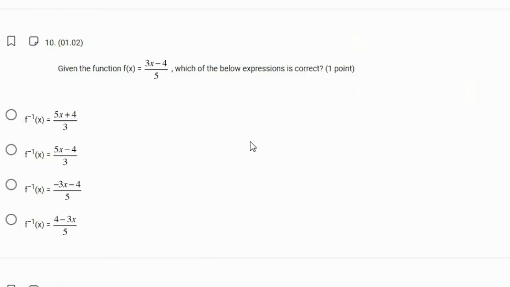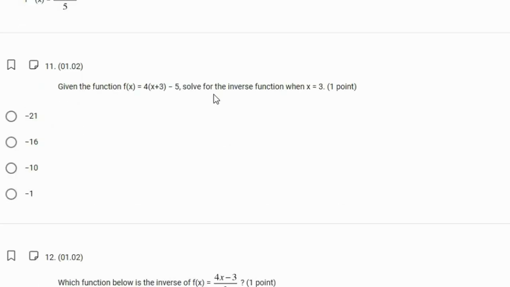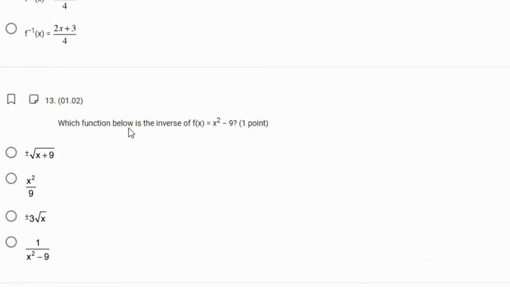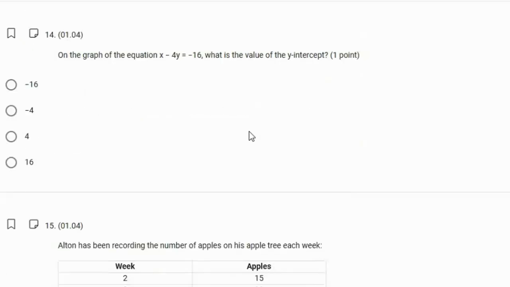Given the function, which below is correct? So this is, remember, f of -1 of x means this is the inverse. So which one of these equations is the inverse of this one? This one says solve for the inverse function when x equals 3. Which one of these is the inverse of this one?